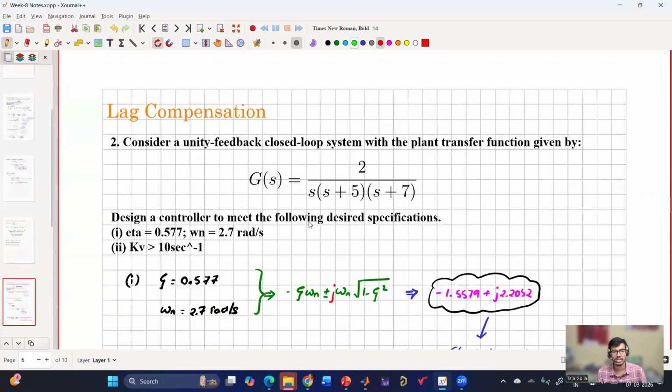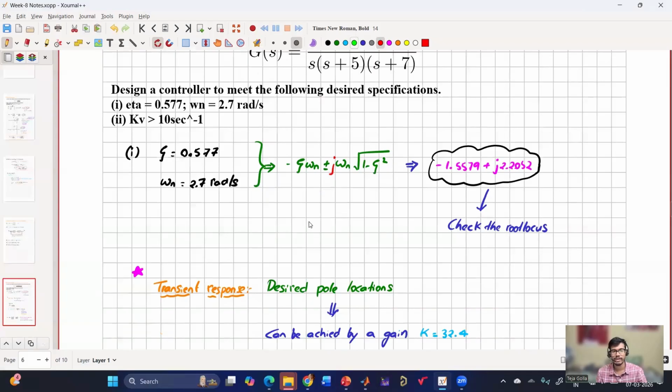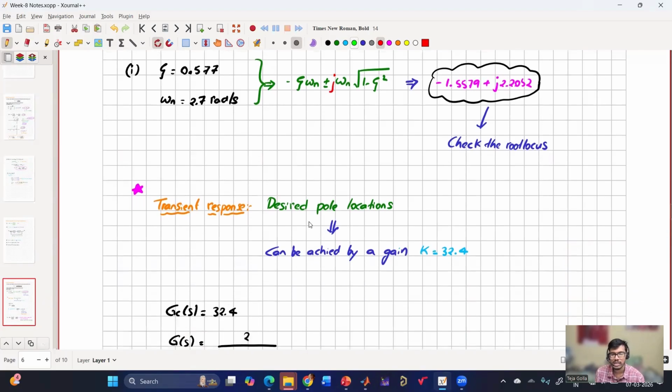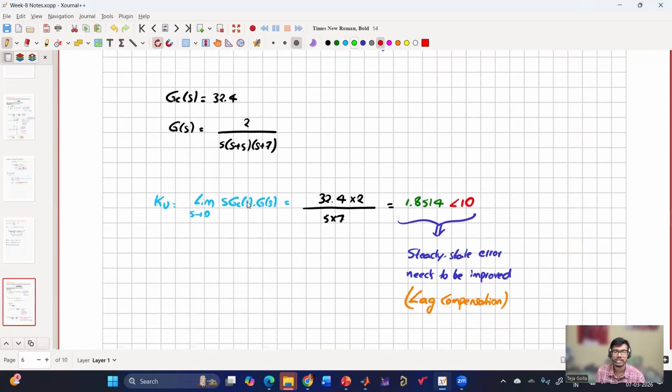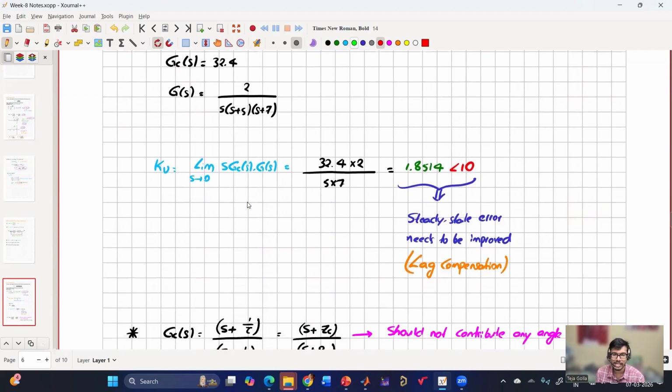So for the lag compensation, here I have given one example where we are asked to check two requirements. One is the steady state requirement, but a transient requirement is also given. So in this problem, we have realized that just by using simple gain, the root locus is passing through the desired pole. So we need not design the lead compensation. So a gain is sufficient. But whether this gain plus the plant is sufficient to achieve the steady state error, no. Which means we need lag compensation.